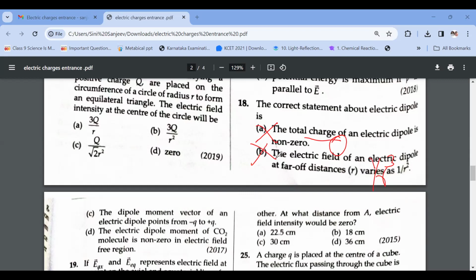Option D. For the carbon dioxide molecule, it is again 0, not non-zero. So option D is also eliminated. So option C is the correct answer. The dipole moment vector of an electric dipole points from minus q to plus q. That's all. Option C is the right answer for this.